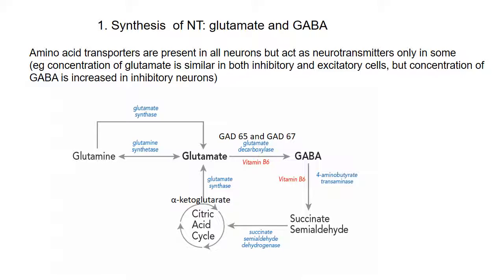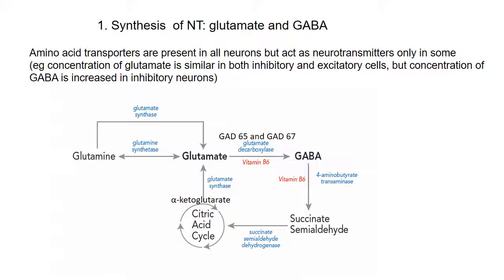And then we have synthesis of glutamate and GABA. Now, this is a very interesting step, because glutamate is an amino acid, as are glycine and aspartate, so they're present in all neurons, but they act as neurotransmitters only in some of them. Therefore, the metabolic and neurotransmitter pools of glutamate have to be separated in the cell. Most of the glutamate in the neurons is going to be made from alpha-ketoglutarate by the enzyme glutamate synthase. Alpha-ketoglutarate is part of the citric acid cycle. Glutamate also can be derived from the glutamine that's imported from the glia.